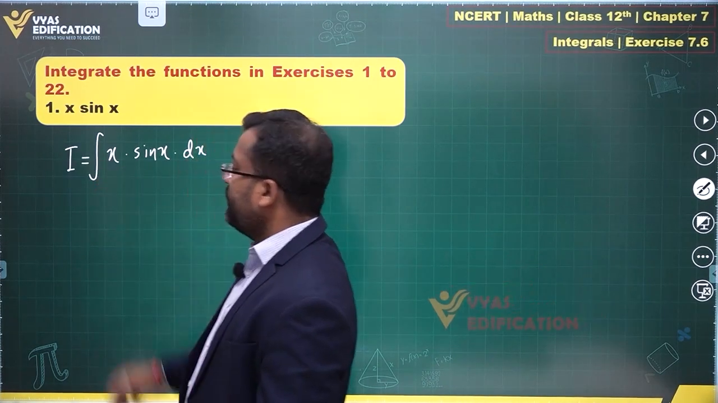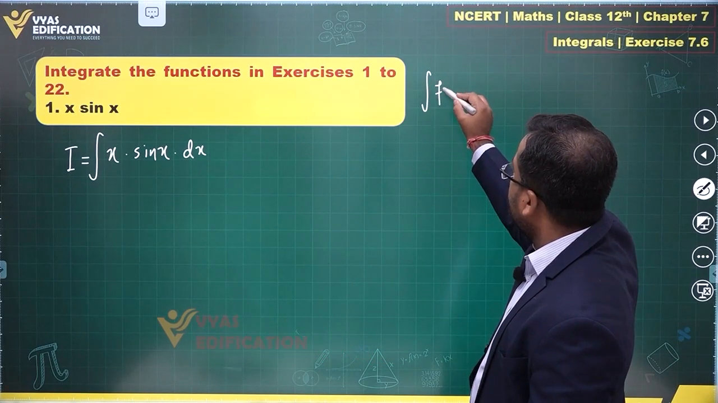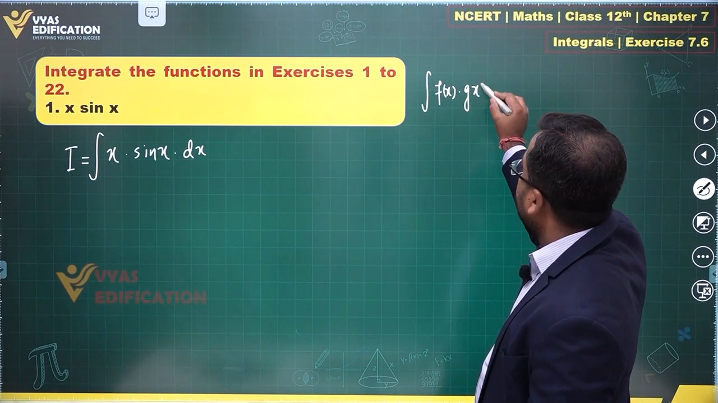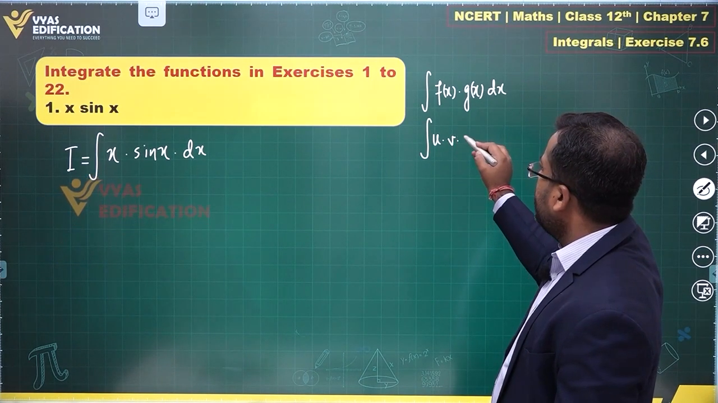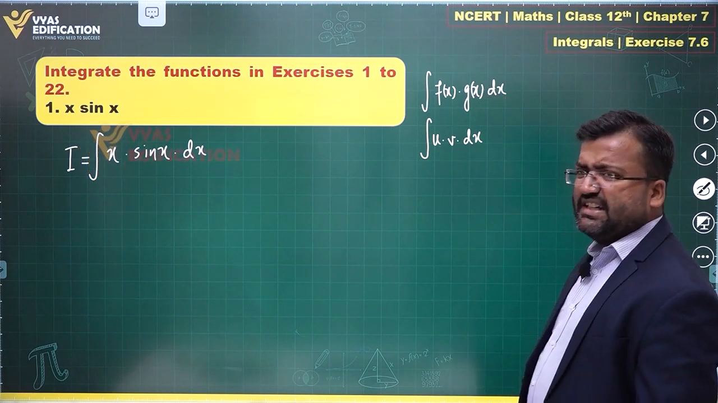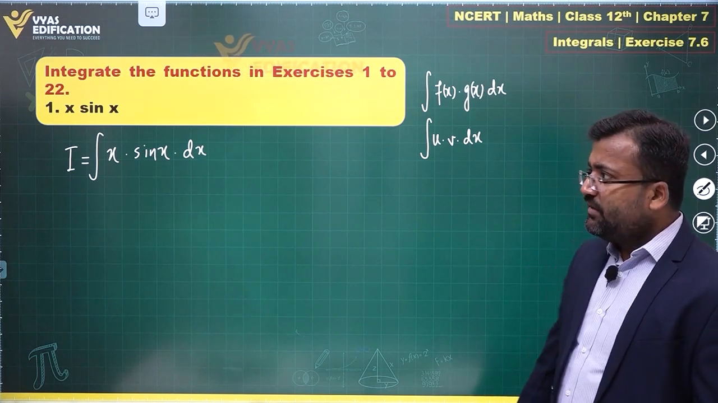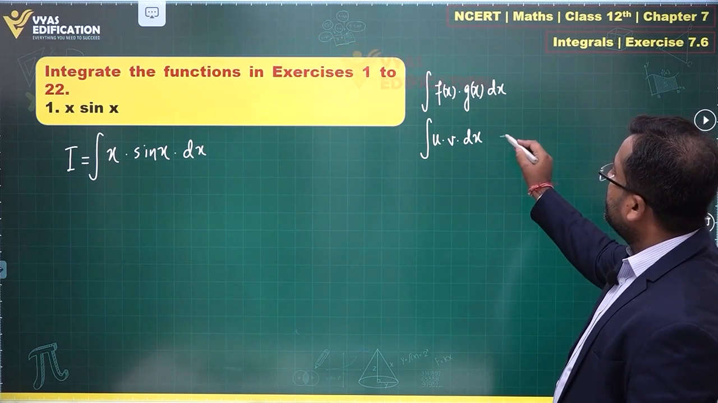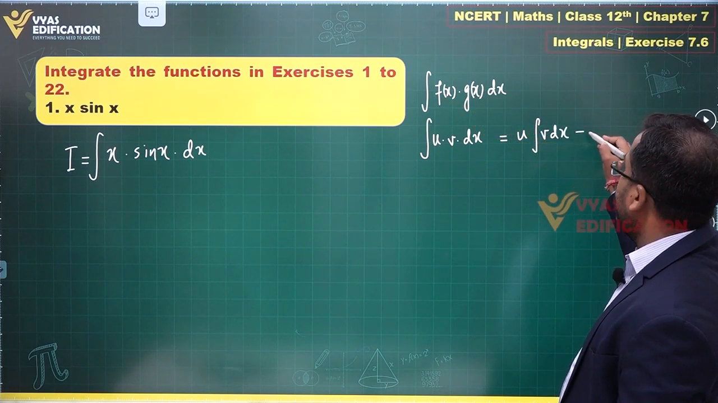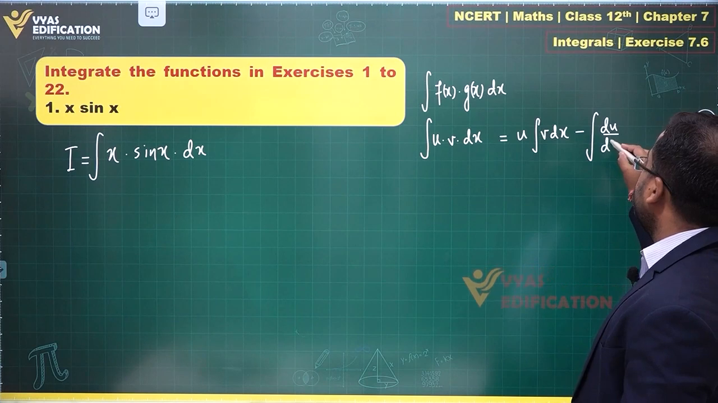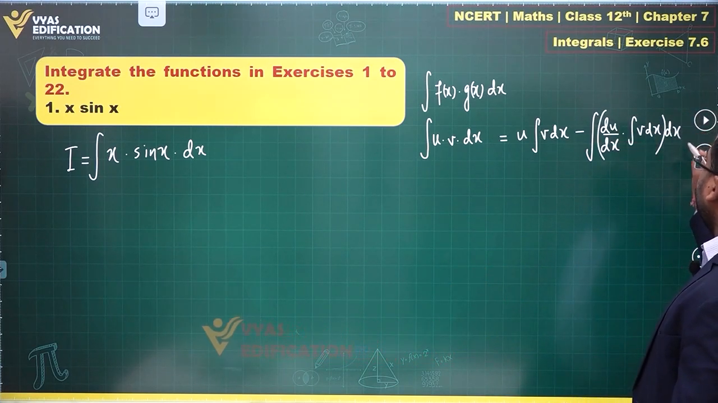This is the integral that we're looking forward to. The rule says, when we have a product of two functions f(x) g(x) dx, you can write it as the integral of u v dx, where u is f(x) and v is g(x). Sometimes this is also known as the UV rule: the integral of a product of functions. This is equal to u times the integral of v dx, minus the integral of du by dx times the integral of v dx, and the whole integral. This is the result.